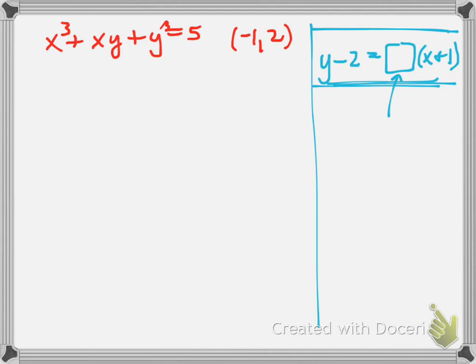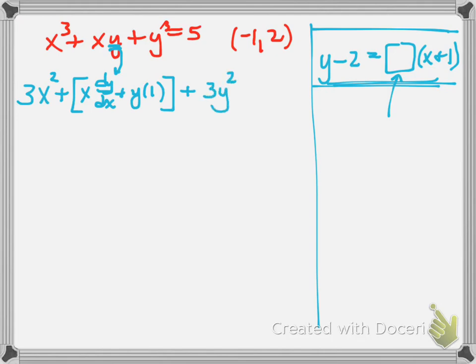So let's derive. X cubed becomes 3x squared. Xy, guess what? That's going to involve some product rule. So x times the derivative of y, so x times dy dx, plus y times the derivative of x. Boom. So remember, when I took the derivative of the y term, that's what got me the dy dx. Plus derivative of y cubed, 3y squared, but it's a y, so another dy dx there. Derivative of 5, 0.